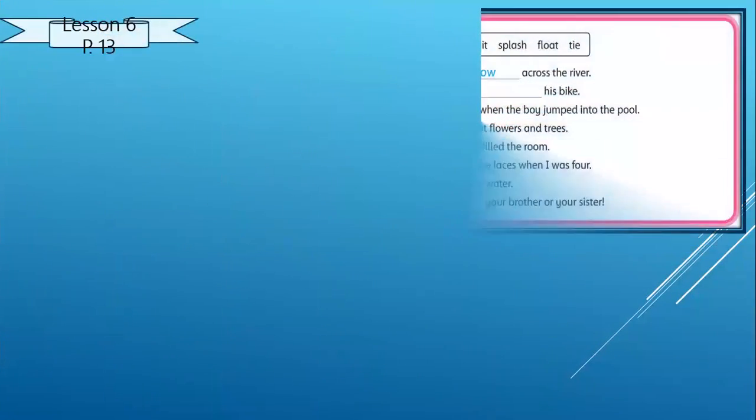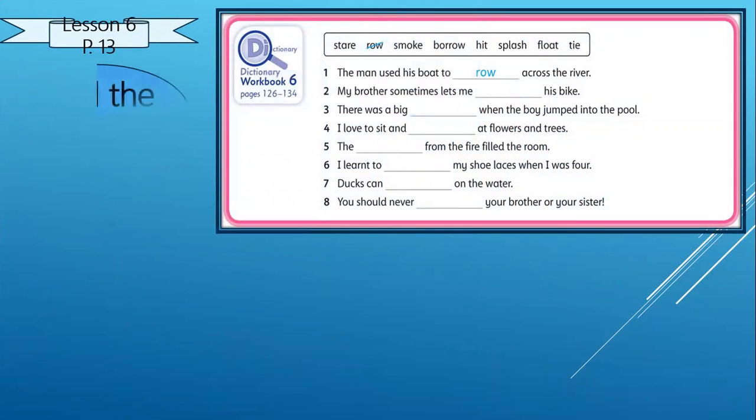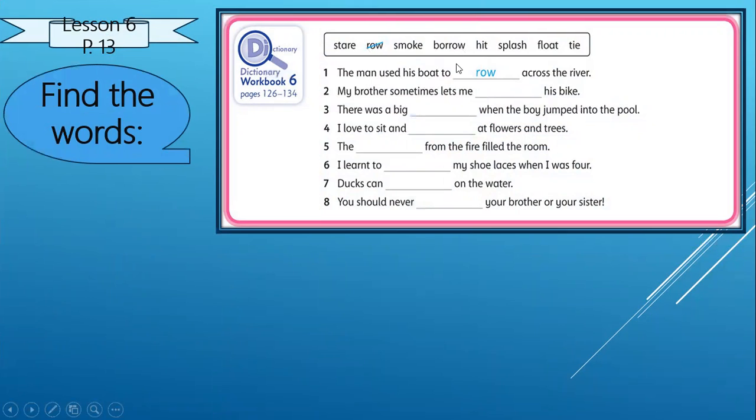Okay, now let's move to the next slide. Lesson 6, the last one. Here we have exercise 1, page 13. Find the words. You have some words above. Let's read them. Stir, row, smoke, borrow, hit, splash, float, tie. We want to fill in the gaps or put the words in the correct places.